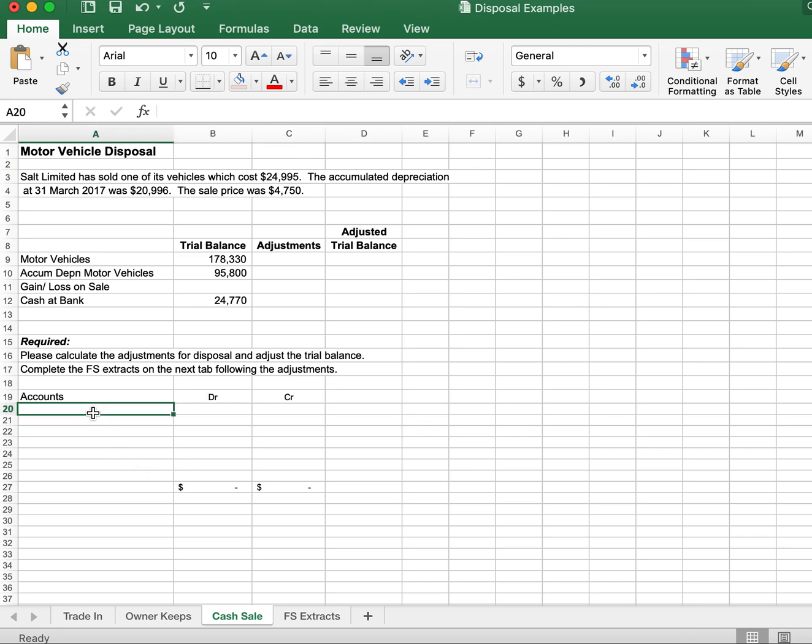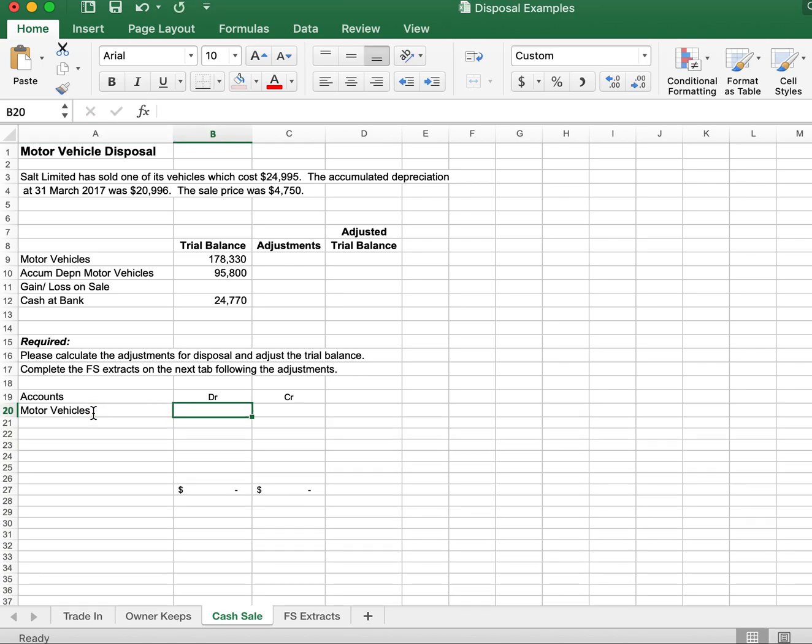Okay, so Salt Limit has sold one of its vehicles, which cost $24,995. Pretty much looking at that, they've obviously got more motor vehicles because the opening balance of the motor vehicles is a lot larger than the 24,000. It's just an observation. It's motor vehicles, so it's plural, but in this case we just need to write off the one that cost us 24,995. So that's what we're going to reduce the motor vehicles down by.